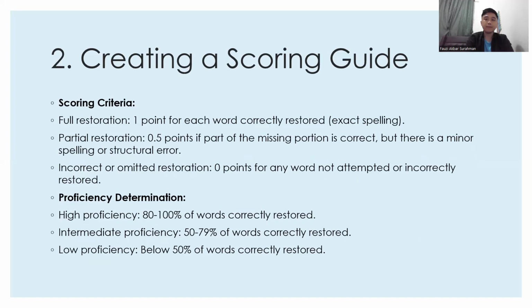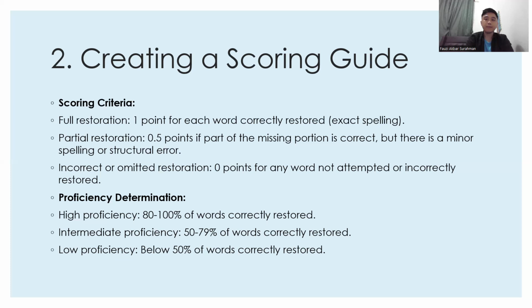Creating a scoring guide. Scoring criteria. Full restoration: 1 point for each word correctly restored, including spelling. Partial restoration: 0.5 points if part of the missing portion is correct, but there is a minor spelling or structural error. Incorrect or omitted restoration: 0 points for any word not attempted or incorrectly restored.